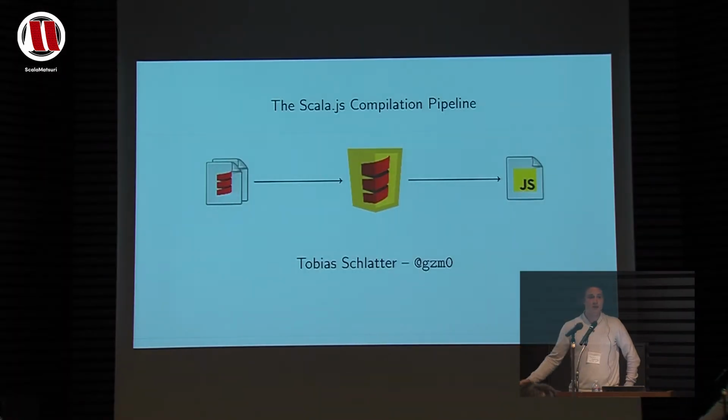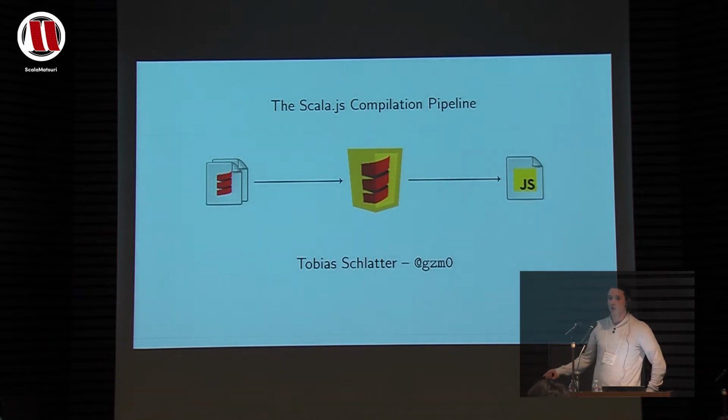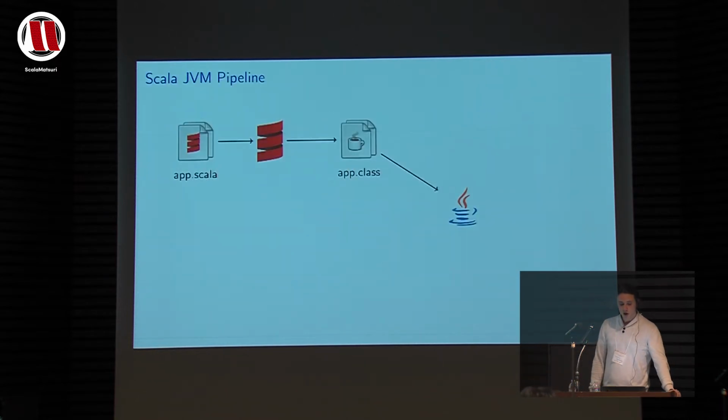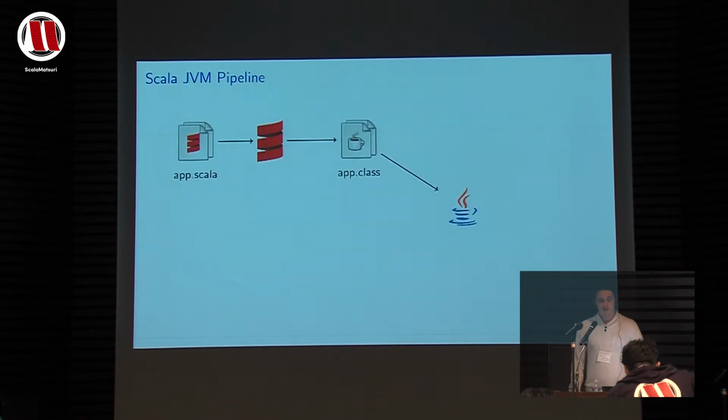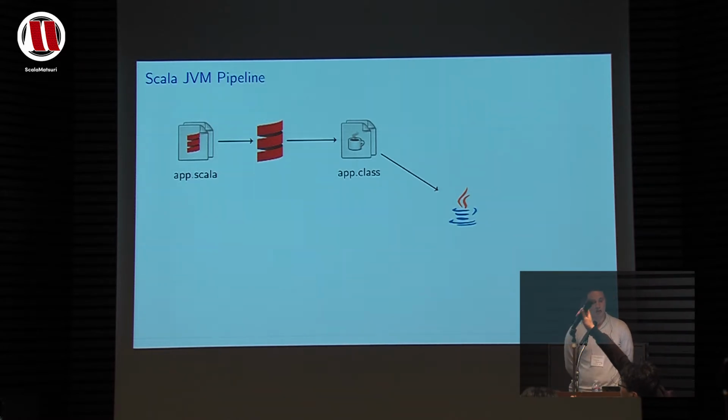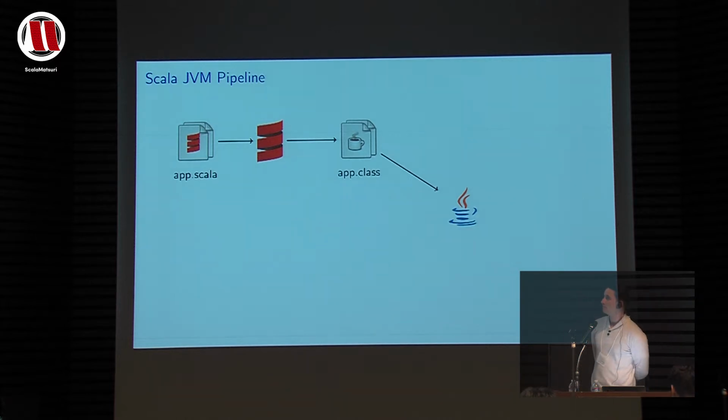So in this talk, I'm trying to demystify a bit how the Scala.js compiler actually manages to take your Scala code and create JavaScript out of it. But before we do that, let's first have a look at how the compilation pipeline actually works on the JVM. So how does Scala compile for the JVM?